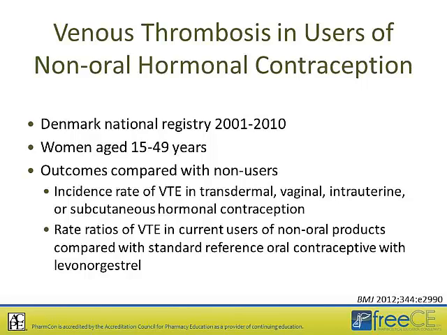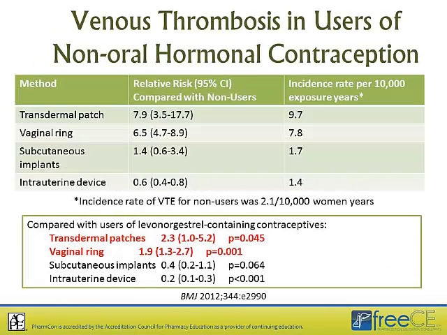And they really compared outcomes of users versus non-users and looked at the rate of VTE for transdermal, vaginal, intrauterine, or sub-Q hormonal contraception, and then looked at the rate ratios of VTE in current users of non-oral products compared with standard reference oral contraceptives with levonorgestrel, which, as you know, is a second generation progestin, the standard against which other things are compared. Now, when we look at the results of this study, we're looking at the method in the far left column, with the relative risk compared with non-users in the middle column, and then the incidence rate per 10,000 exposure years in the far right column.